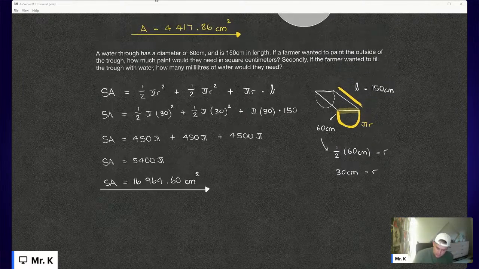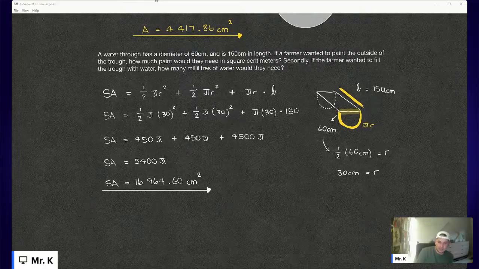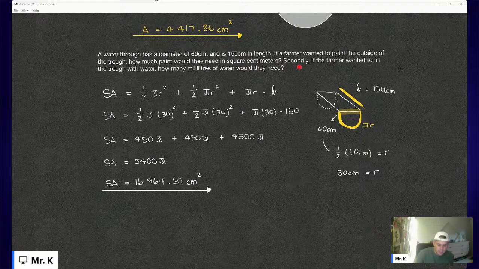Then, question 2 says we're still working with the same shape, half of a cylinder cut lengthways. If the farmer wanted to fill the trough with water, how many milliliters would they need? Now, you guys might look at this and freak out, and I completely understand why. How in the world are we going to find the number of milliliters?